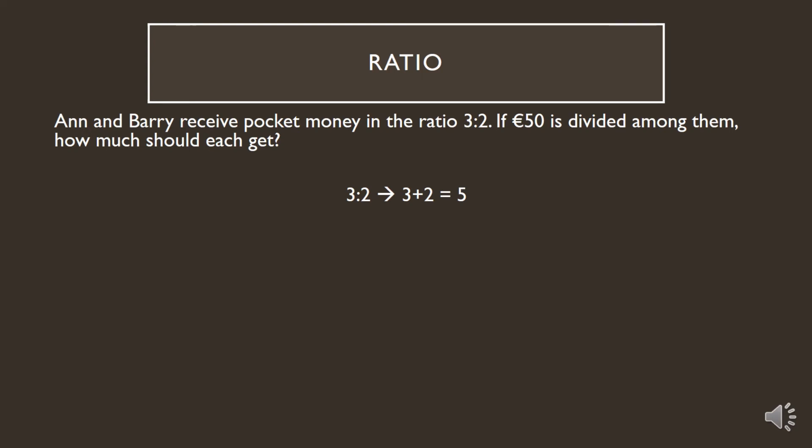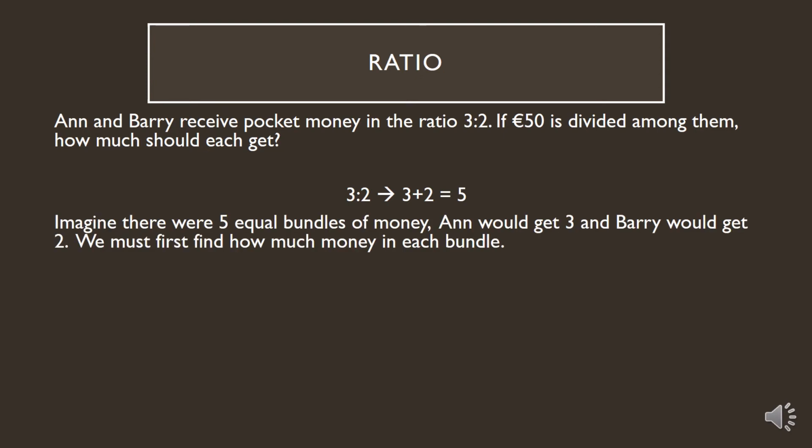So why do we do this? Well, imagine there were 5 equal bundles of money. Well, Anne would get 3 of them and Barry would get 2 of them. Okay, so we have to divide it down to equal amounts first. Okay, but how much money is in each of those bundles? So we take our total 50 euros and divide by 5, and there would be 10 euros in each bundle of money. And Anne gets 3 of those.